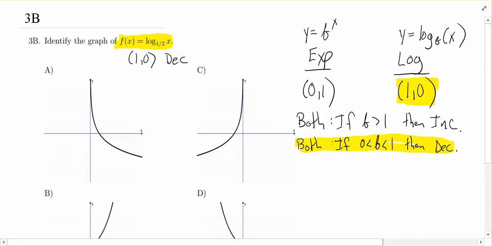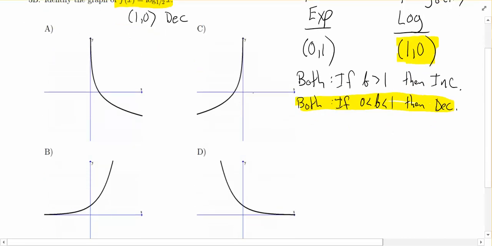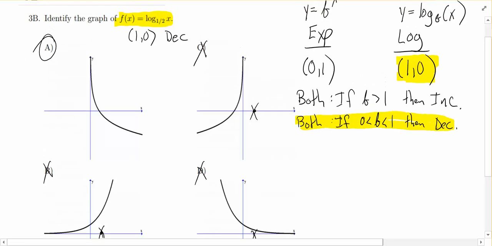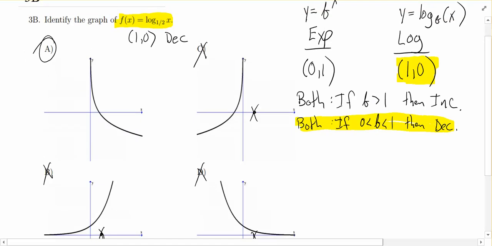So as we look at our four multiple choice options, C doesn't go through 1, 0. B doesn't go through 1, 0. And D doesn't go through 1, 0. So really A is the only one that does. Now it is decreasing as well, so as you walk from left to right, you are in fact going downhill. So we can be very confident in our answer that A is the correct one.